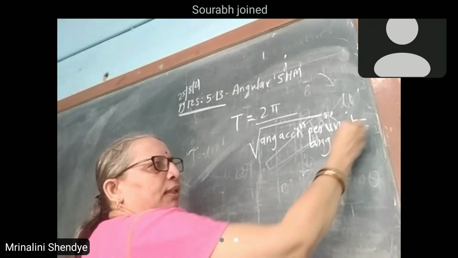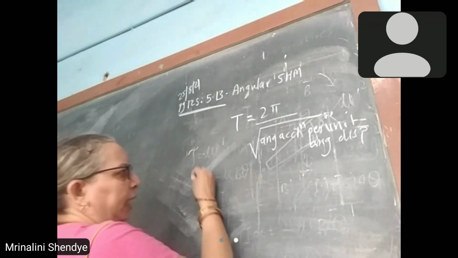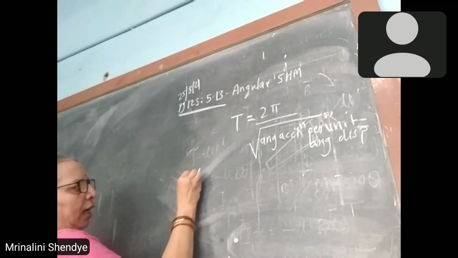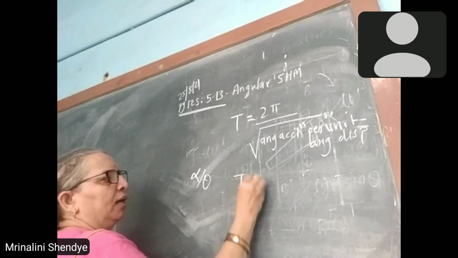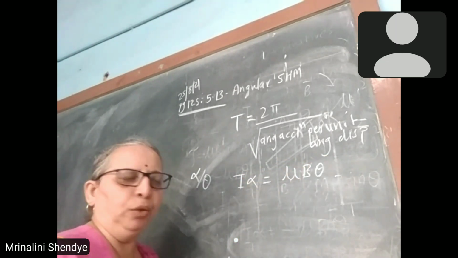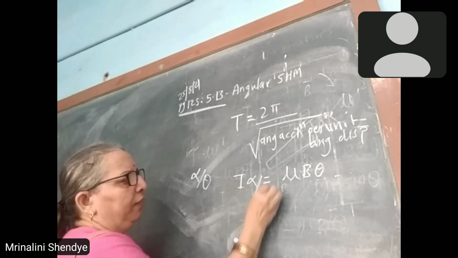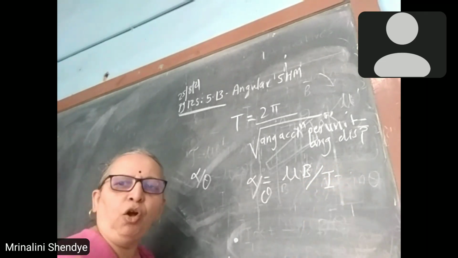ये उसका जनरल फॉर्मेट है. So you try to get the value of theta upon alpha by theta. कौन सा एक्सप्रेशन हमको मिला है? I alpha mu b theta. Only considering the magnitude, alpha by theta will be mu b divided by moment of inertia I.